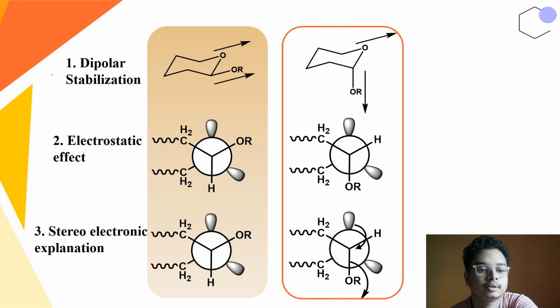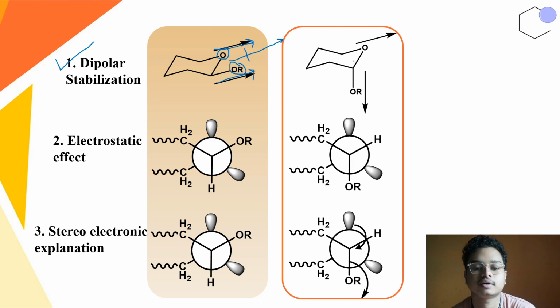Like the first argument is the dipolar stabilization. Here a heteroatom is present, and here also a hetero group is present. So in the case of the equatorial conformer, this compound has its own dipole, and this also has its own dipole, and both are in the same direction. So that's why the resulting dipole is much higher, which destabilizes the equatorial structure.